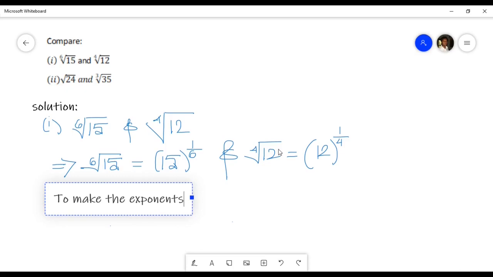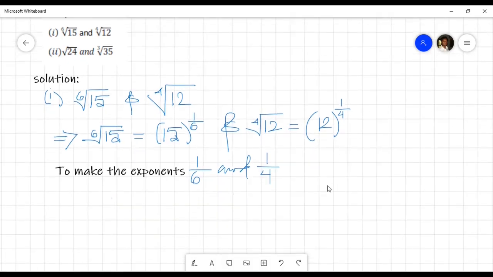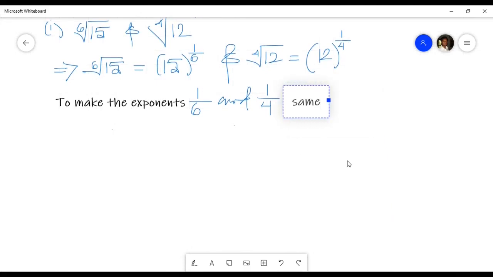Now what we have to do next is to make the exponents same. There are two exponents here, right? 1 by 6 and 1 by 4. So what we have to do now is we have to make both these exponents, 1 by 6 and 1 by 4, same. Now how are we going to do that? That is the next step that I'll be explaining to you. So we have to make the exponents 1 by 6 and 1 by 4 same.